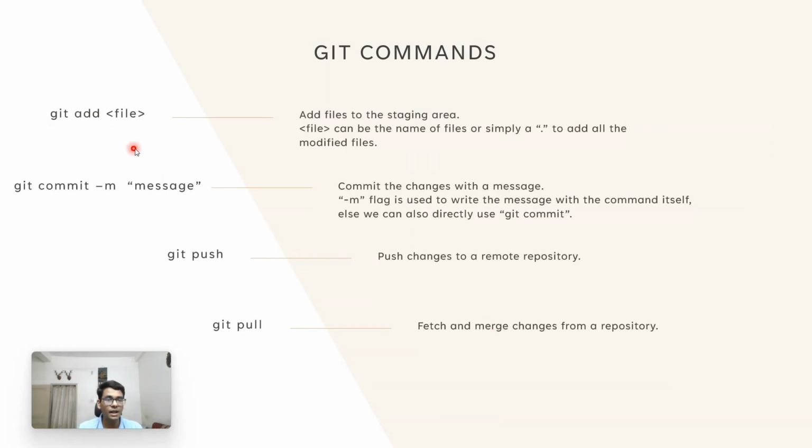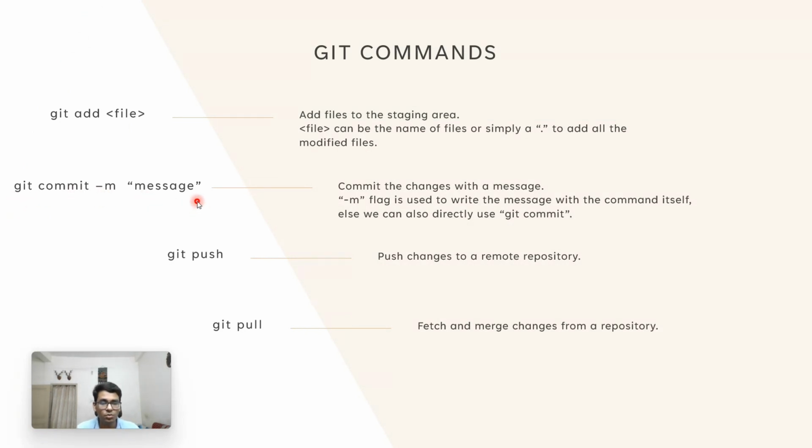Now, the git add file command is used to add files to the staging area. And instead of the file names, if we put a simple full stop there, it would add all the modified or untracked files to the staging area. The git commit -m message.